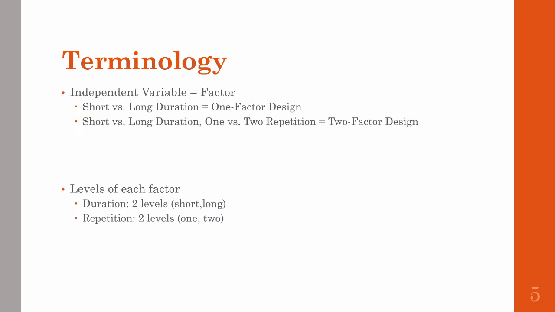Some terminology to keep straight here. Independent variables are also known as factors. So if we had an experiment with just the one factor of encoding duration, this is known as a one-factor design. If we had our 2 factors in the experiment, both encoding duration and item repetition, this would be referred to as a 2-factor design. And in our experiment here, each of our 2 factors has 2 levels. Duration is long and short, and repetition is presenting the item once or twice.